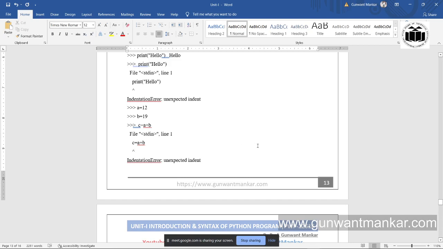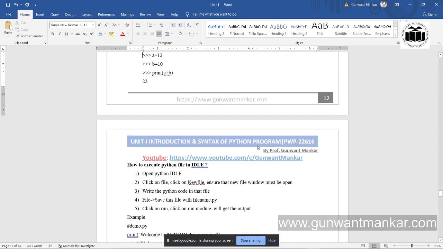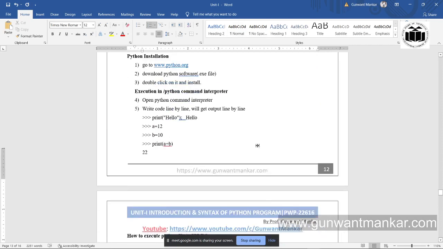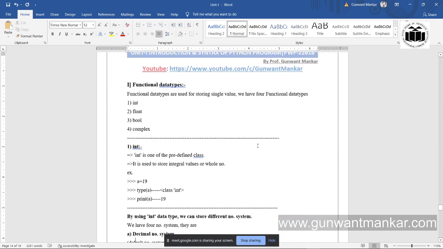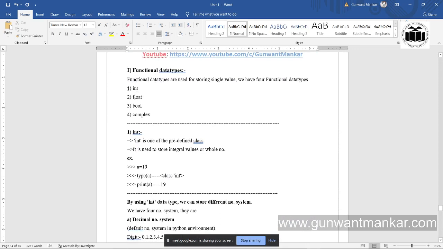Not int, integer, float, complex, and boolean. So these are some basic category data types. We can say that is the functional category data types. So these data types are categorized in the functional data types. These are the four basic data types: integer, float, bool, and complex. Okay, int, float, bool, and complex.